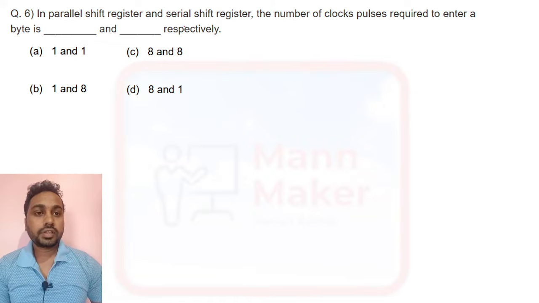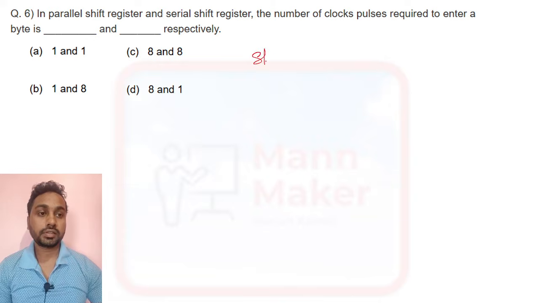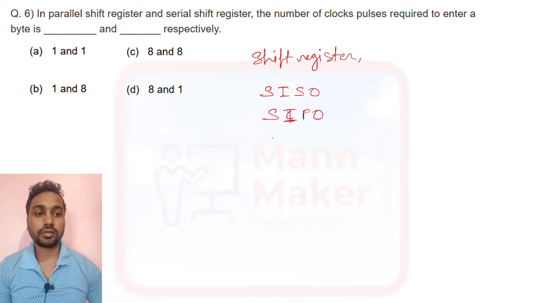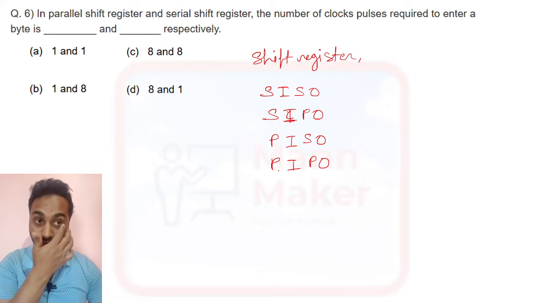In a parallel shift register and serial shift register, the number of clock pulses required to enter a byte is dash and dash respectively. They are asking about parallel shift register and serial shift register. We have four kinds of shift register in digital electronics: serial in serial out, serial in parallel out, parallel in serial out, and parallel in parallel out.